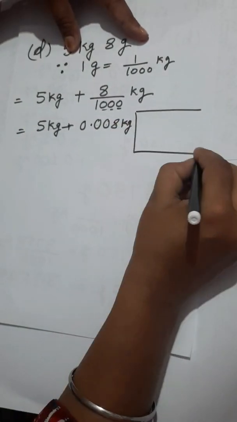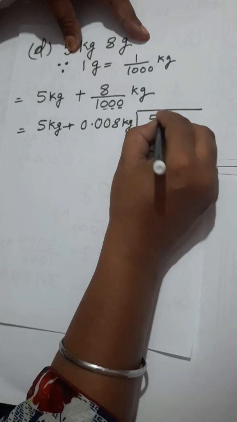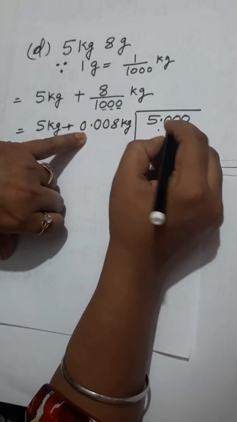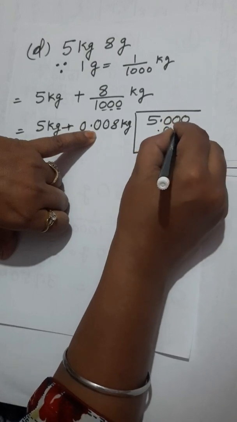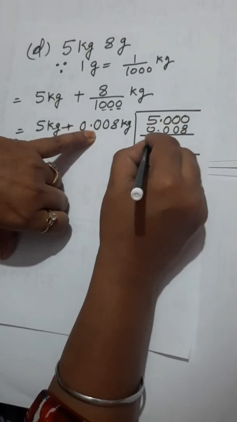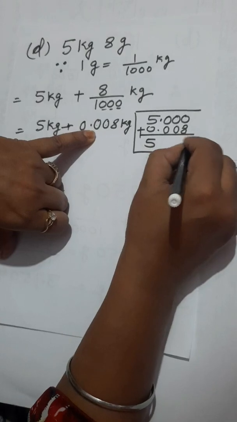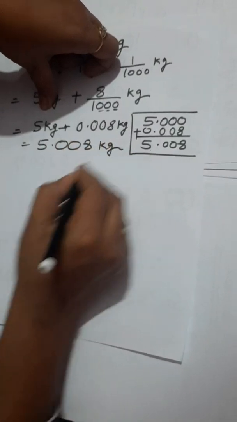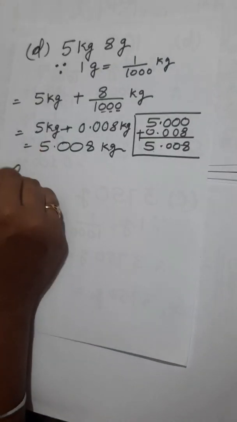Whenever you have to add, this 5 can be written as 5.000. Now put decimal below decimal, so I will write 008, and when you add you will get 5.008. So 5.008 is your required answer. Next we have E part.